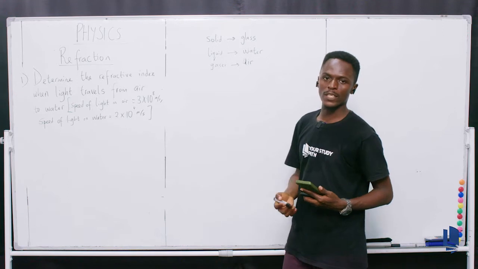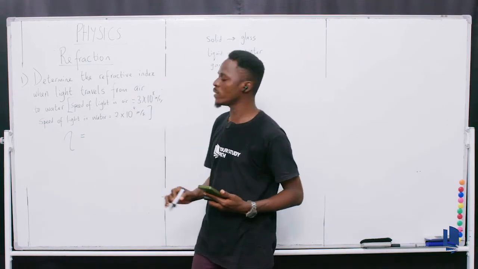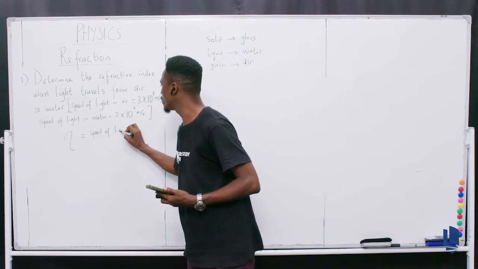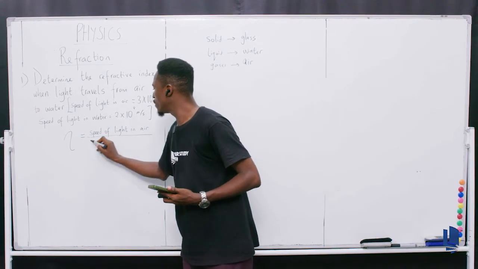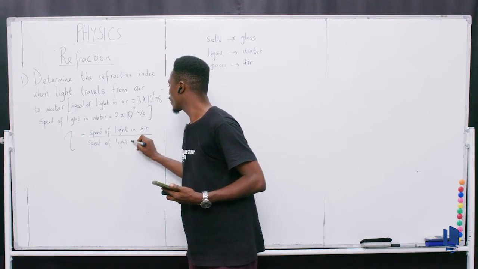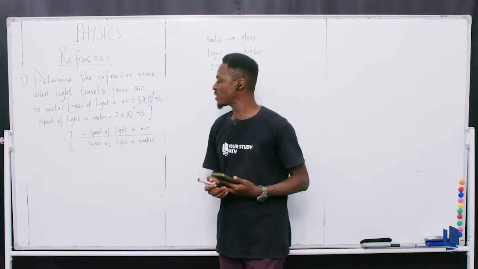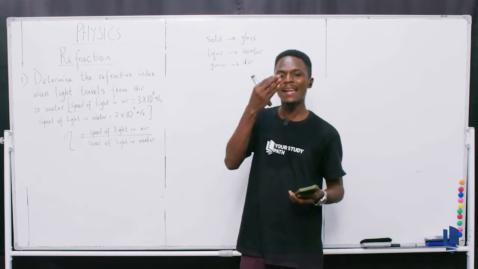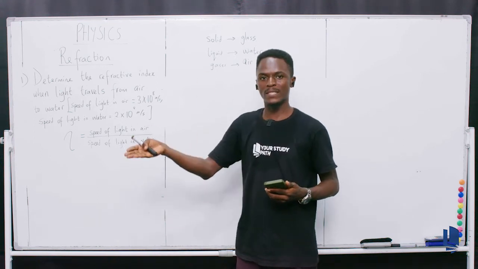From this question, the formula we had last class is such that refractive index is always the speed of light in air over the speed of light in water. And why is this? We expect that refraction remains the process for which light travels from a less dense medium to a denser medium.